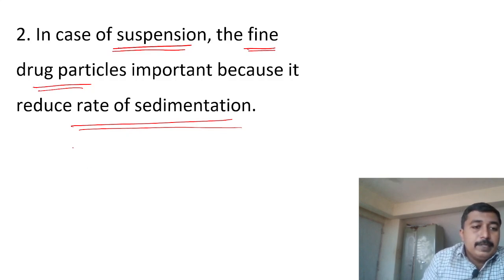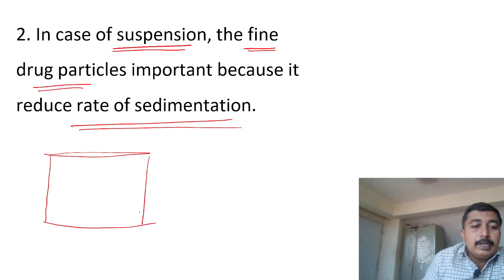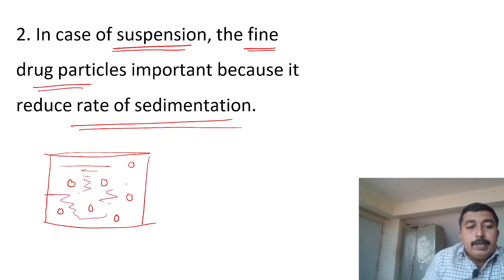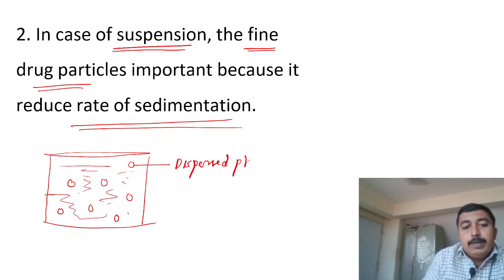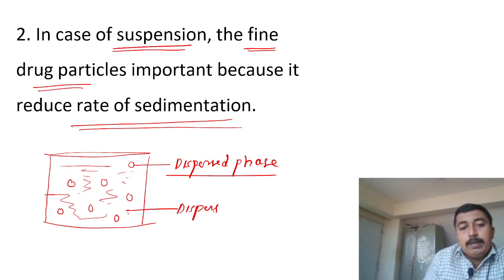Now, what is meant by suspension? Suspension is a biphasic dispersed system. It consists of two phases. Which are the two phases? Solid powder particles, the dispersed phase, and these are dispersed in a suitable liquid medium. Suspension is biphasic, it consists of two phases: dispersed phase and dispersion medium. These are the two phases in suspension.